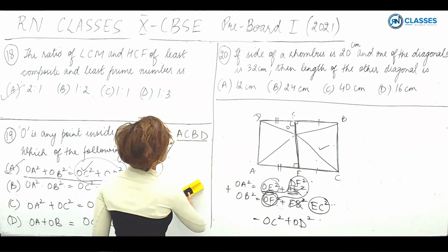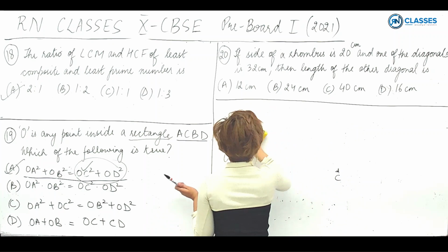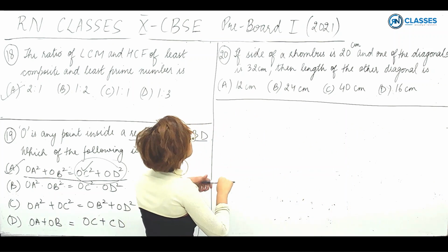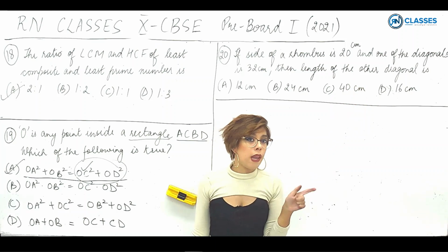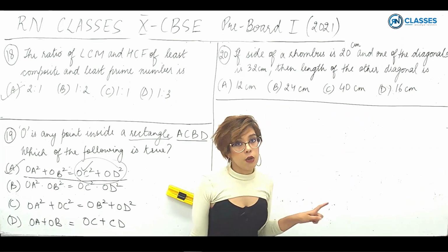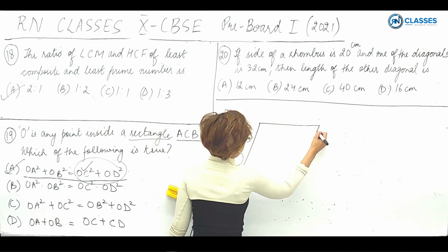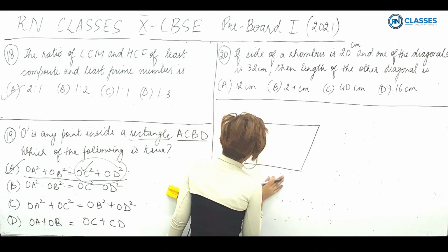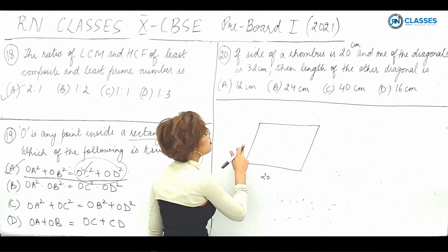Now let's move on to question number 20. Now he says if side of a rhombus is 20. Now rhombus is a parallelogram with all the sides equal to one another. So let me have my rhombus. Maybe it looks like this. Now he says that the side is 20. So this is 20, this is 20, this is 20, this is 20.